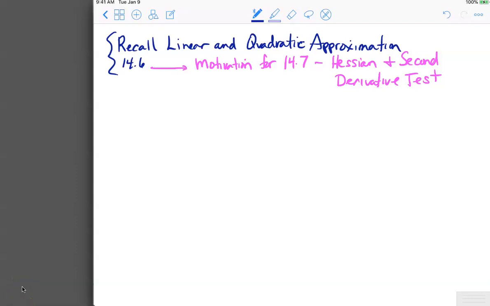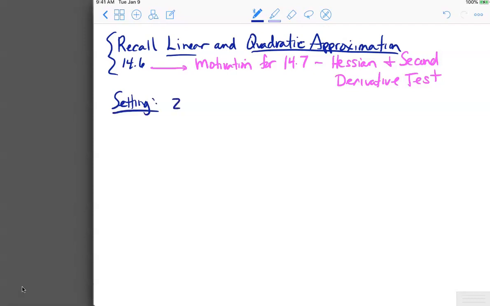In this video, we're going to look at a little bit of motivation for section 14.7 by looking at a recollection of section 14.6, the linear and the quadratic approximation. Okay, so the linear and quadratic approximation are the important ground tools that you're going to need to transition into 14.7 really well.